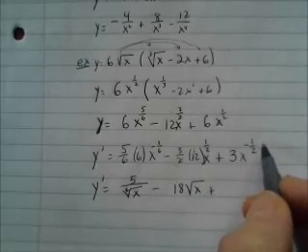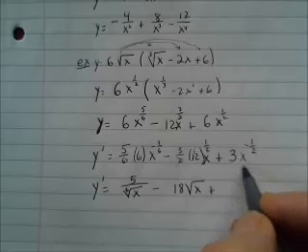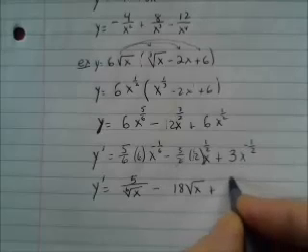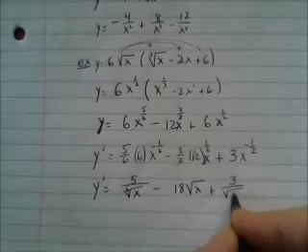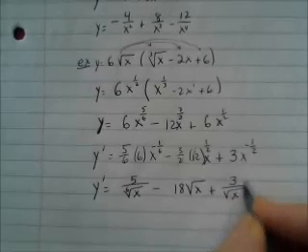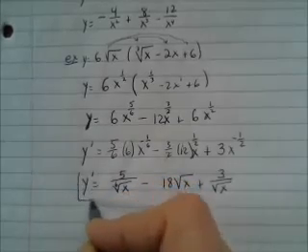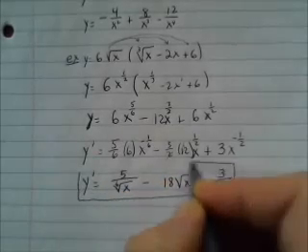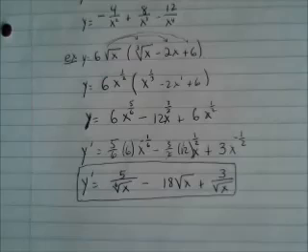And then the last thing we have is 3x to the negative 1/2. Well, the x to the negative 1/2 comes to the denominator. 3 stays in the numerator, and that becomes the square root of x in the denominator because of the negative exponent. So there is your derivative of that original problem, which was a little bit sticky, but it was interesting.